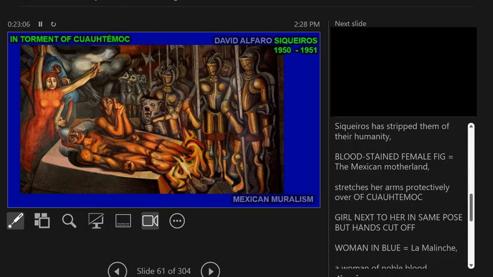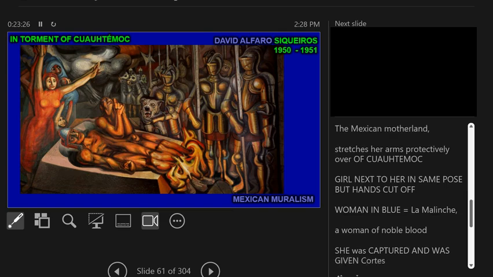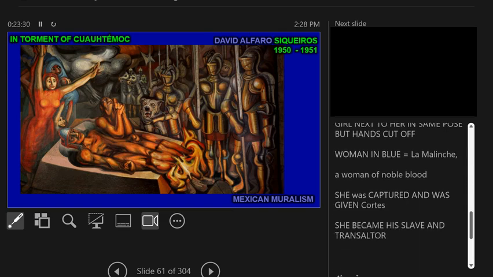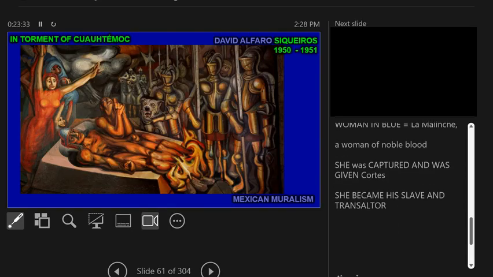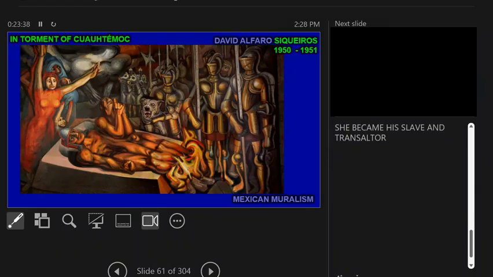On the left, we have a blood-stained female figure. She is the Mexican motherland, and she stretches her arms out protectively over Cuauhtémoc. There's a girl next to her in the same pose, but her hands are cut off. And the woman in blue is La Malinche. She is a woman of noble blood, but she was captured and was given to Cortez. She became a slave and translator.